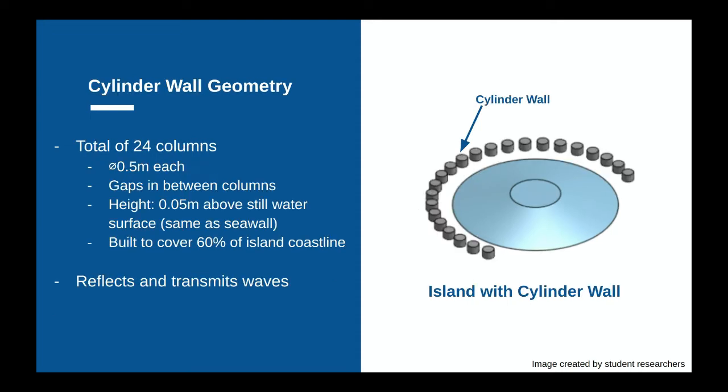Avoiding aesthetic issues associated with the seawall and mechanical issues associated with the breakwater, the cylinder wall seeks to capture features of these mitigation methods. This mitigation method of our own design was constructed by making 24 columns, 0.5 meters in diameter, with gaps in between to transmit waves. As with the seawall and breakwater, the cylinder wall height was 0.05 meters above the still water height and covered 60% of the island coastline.